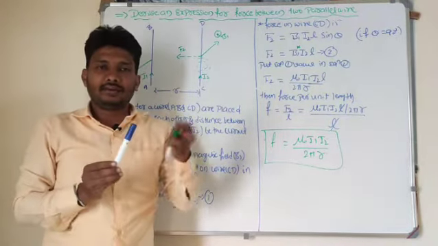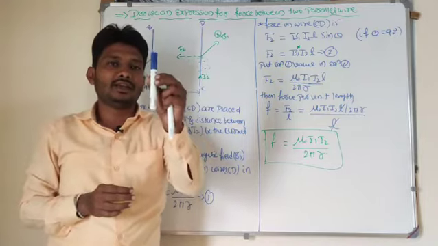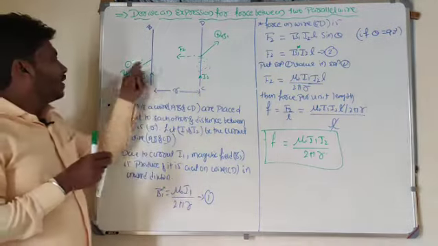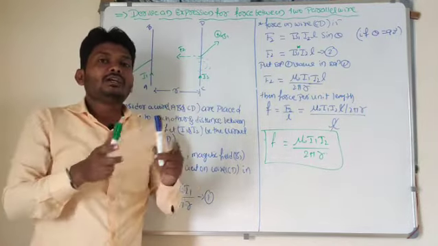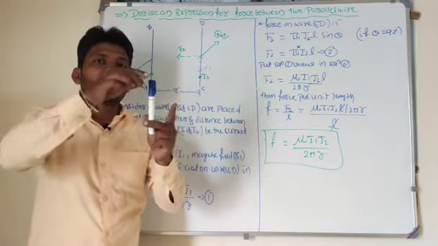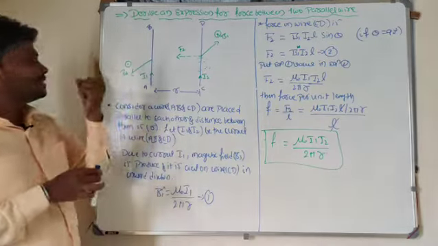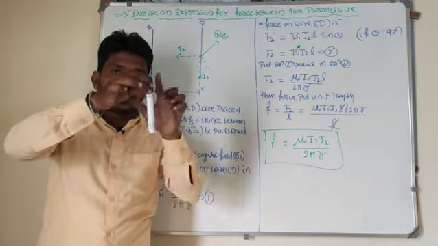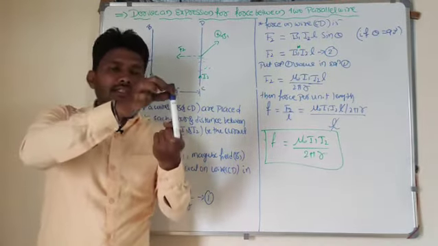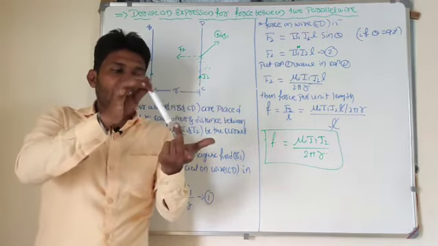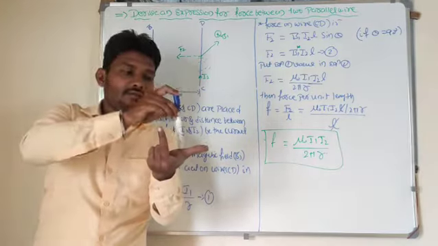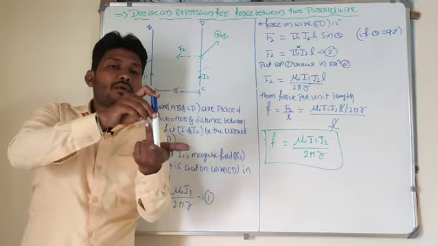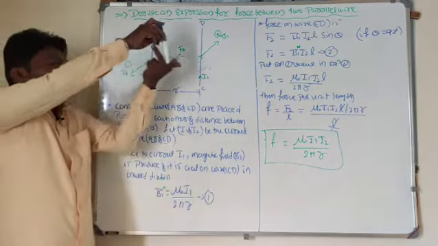Again I will take wire AB. In that wire AB, I will apply Fleming's left hand rule, FBI. For the wire AB, what is the direction of the magnetic field? I said the magnetic field is outward. For this wire AB, this is the direction of the magnetic field. Second, the direction of the current is upward. And third, the force is in which direction? The force is towards the wire CD.